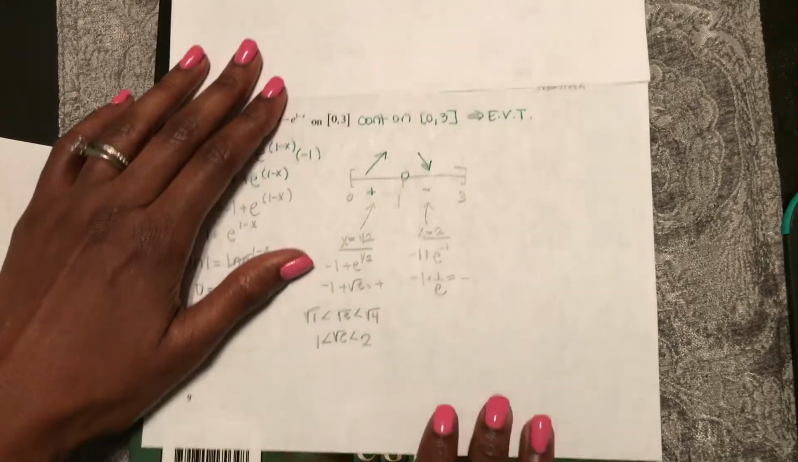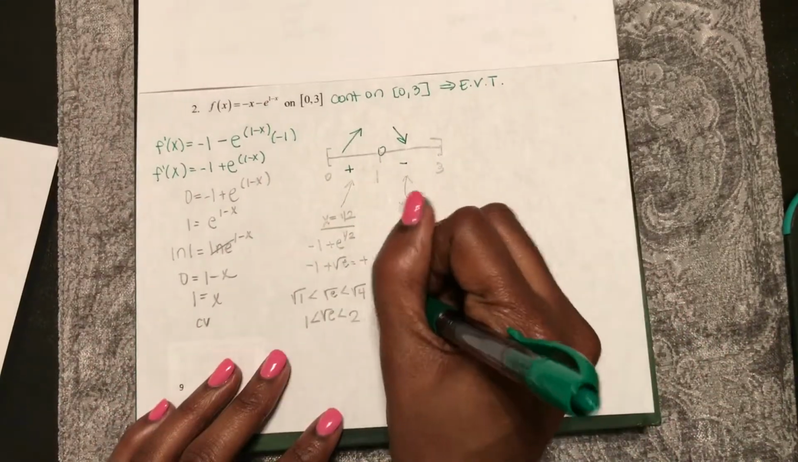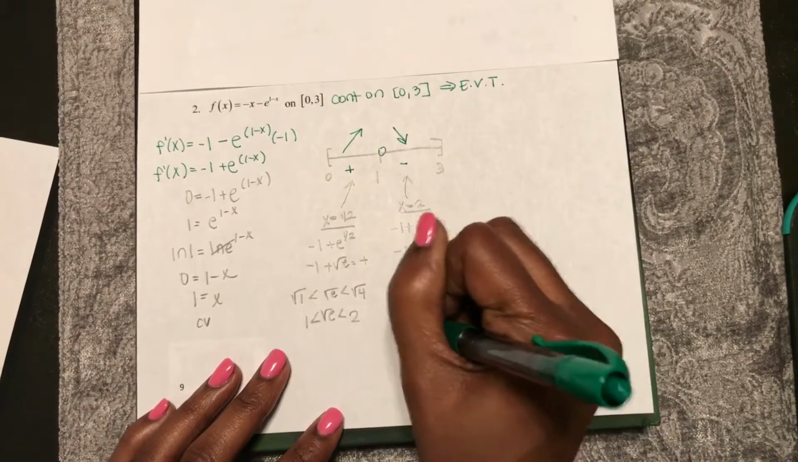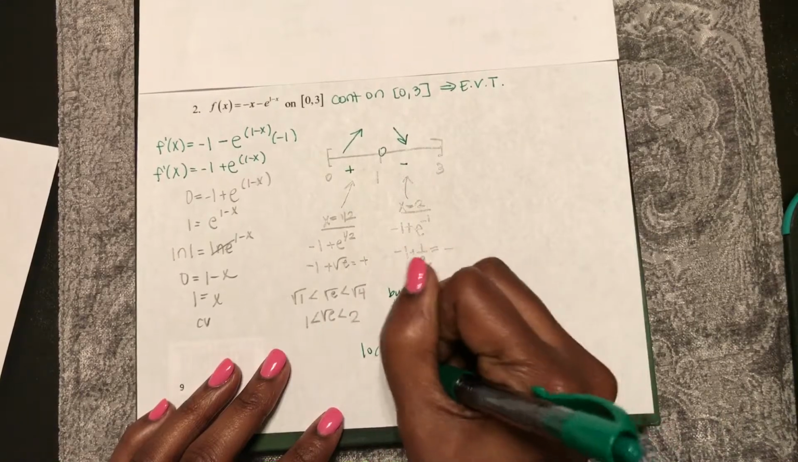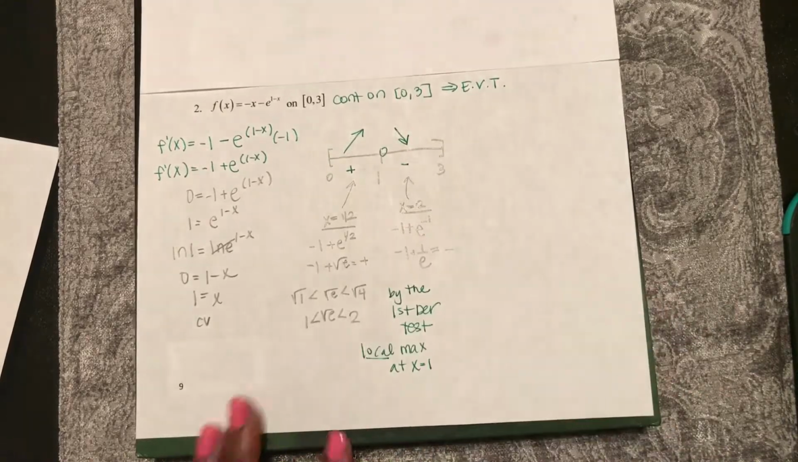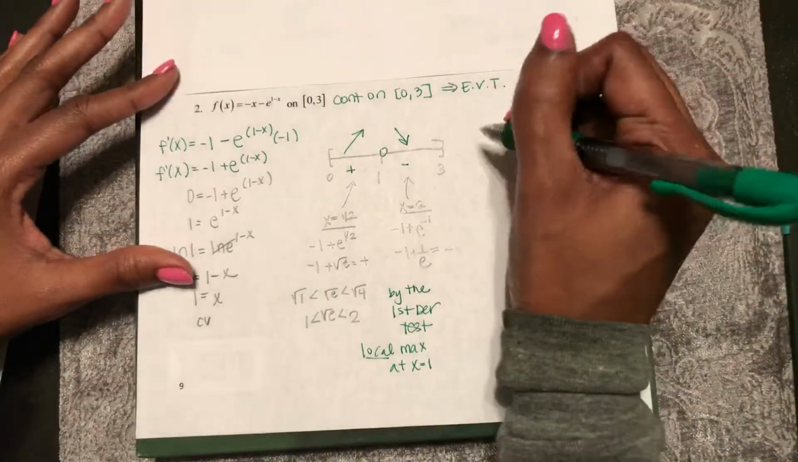So from there, I can say by the first derivative test, there is a local max at x equals 1. So we know it's the local max, but do we know if it is the absolute max? Well, the way we check is by plugging in our local max and our endpoints to see which one's the highest and which one's the lowest.